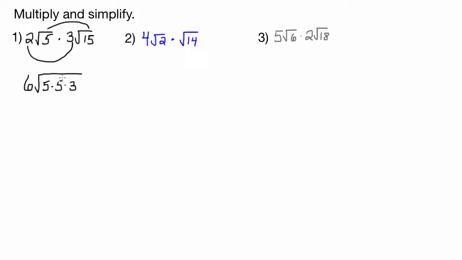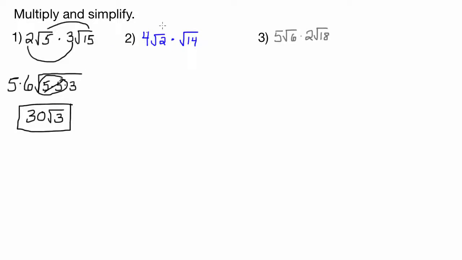And then I'm going to look for pairs. Good. And one comes outside. Perfect. So then 5 times 6 is 30. And then root 3. That's all that's left. So this is just 30 root 3.